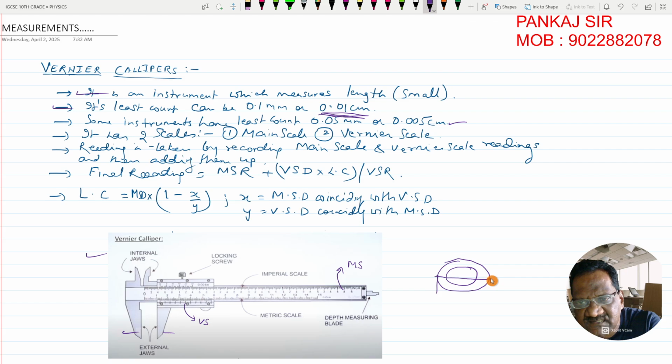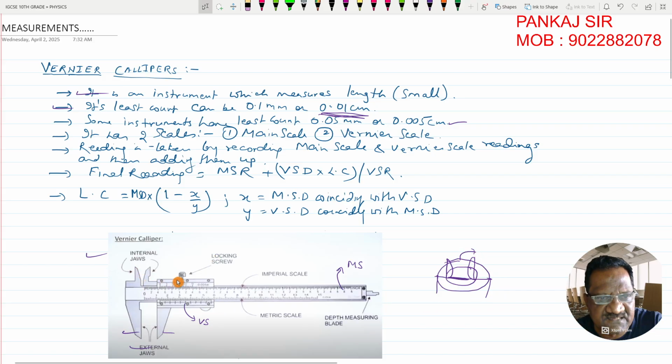Which can be clamped in this way using your external jaws to find out the external diameter. But if you want to find out the inner diameter, this internal jaws, you'll have to fix it over here. So you can fix this internal jaws over here, something like this. Okay, and you can take the reading and find the internal diameter using this internal jaws.